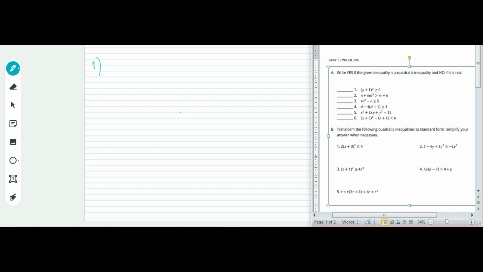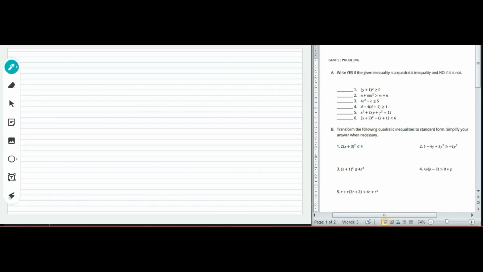So for number 1, if we will check number 1, so we have y plus 1 squared is greater than or equal to 0. So another examples that I will be showing you is here on the right side, you will see sample problems. So like in letter A, write yes if the given inequality is a quadratic inequality and no if it is not. So it's very simple. You just have to identify. How would you know if it's a quadratic inequality? Of course, number 1, kailangan second degree. Okay, it should be in the second degree. And number 2, it should be using an inequality symbol. If it's not using an inequality symbol, then it's not a quadratic inequality.